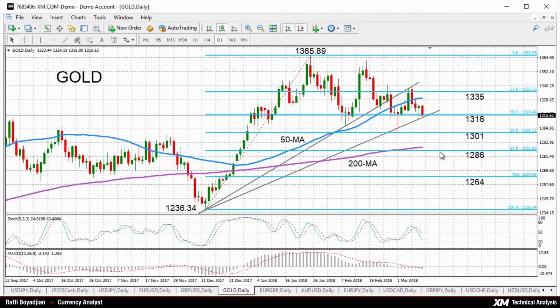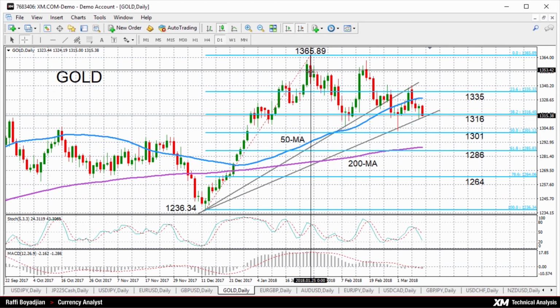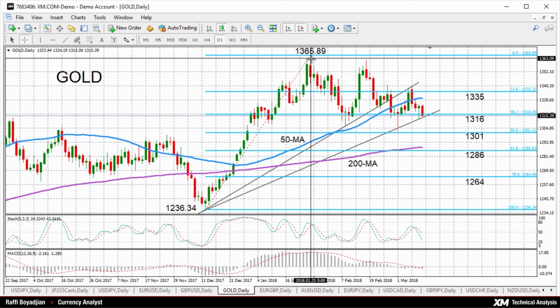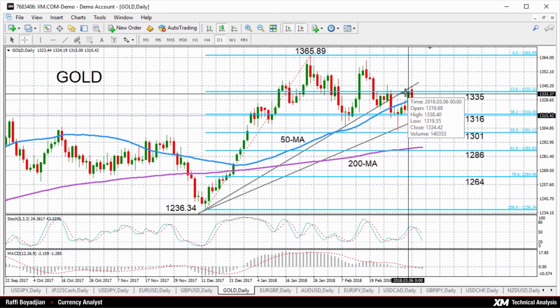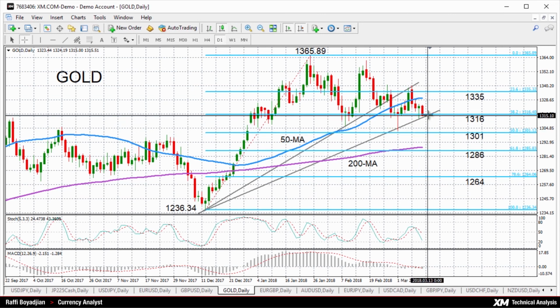A drop below the 1,300 level would be a bearish signal. It would open the way towards the 200-day moving average. On the upside though, any upside push could see the 50-day moving average providing resistance at around 1,330. Just above that, around 1,335, we have the 23.6% Fibonacci retracement, with the next resistance above that coming around 1,350. In the medium term though, despite gold consolidating since late January, the current uptrend remains just about intact.